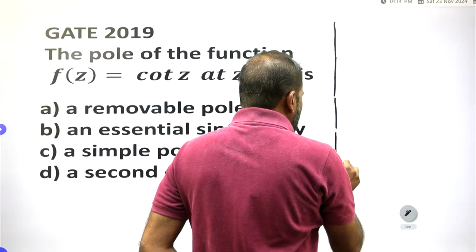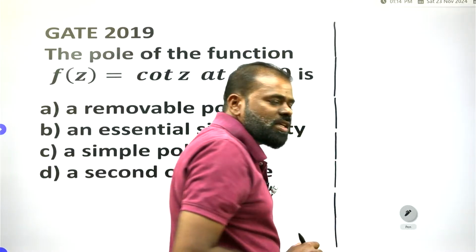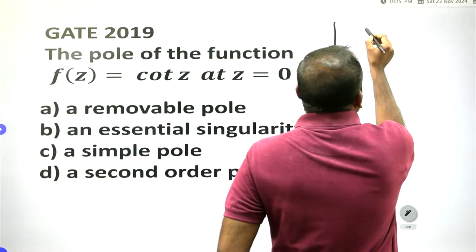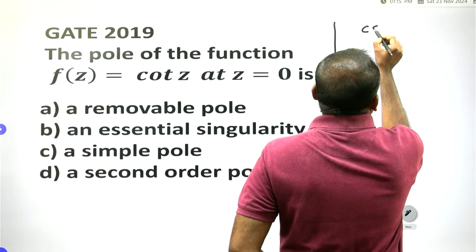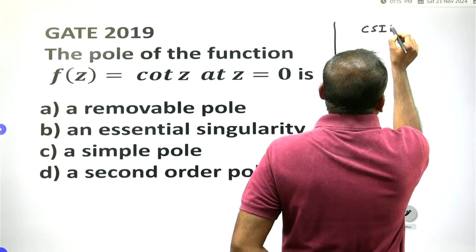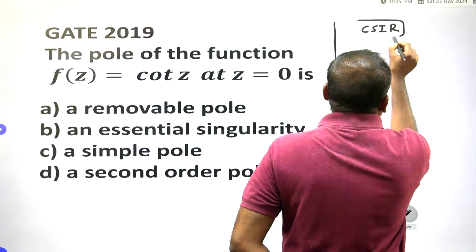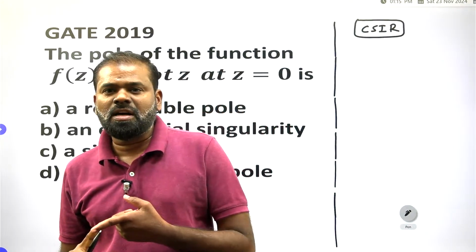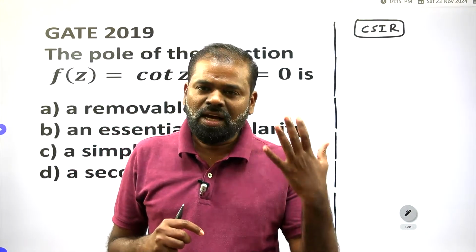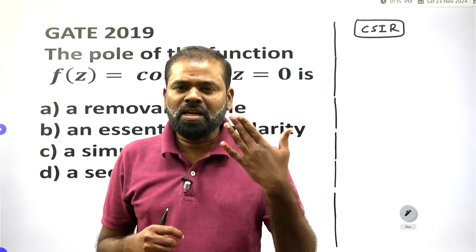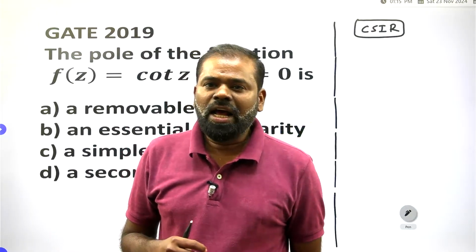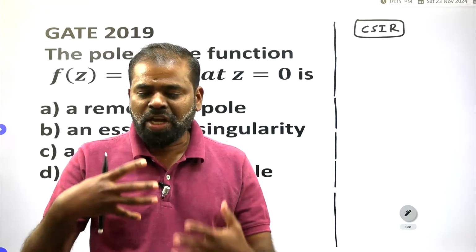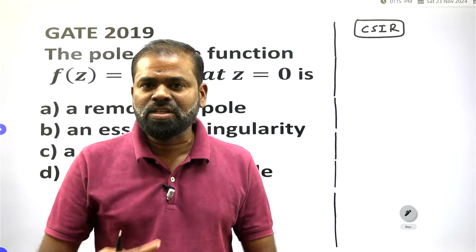CSIR is an autonomous body, a public sector undertaking working under the Ministry of Science and Technology, DST. Every year, twice they conduct the exam in 5 streams: mathematical sciences, physical sciences, chemical sciences, earth sciences, and life sciences. We are under the physical sciences, and we will teach you that.